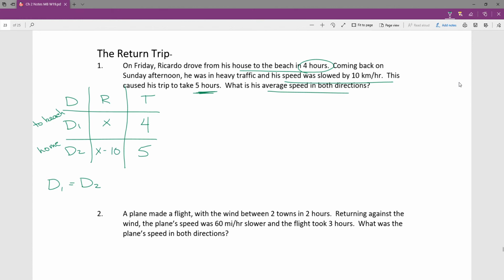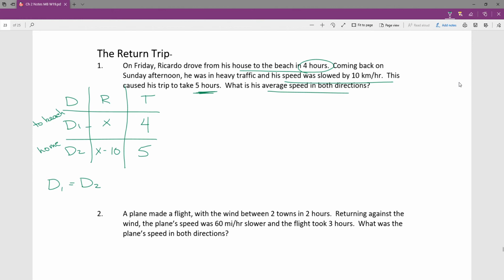So coming up with the let statements, we don't know what his rate is to the beach, but we do know that his rate is 10 kilometers an hour slower when he's coming home. So x minus 10 would be our expression for his rate when he's coming home.